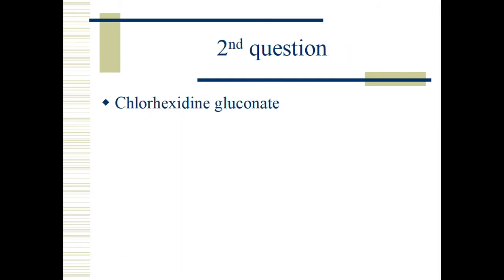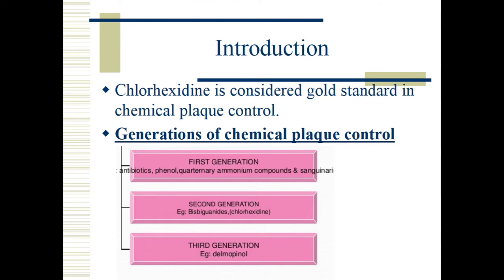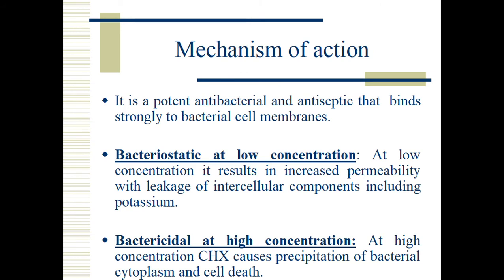Second question, chlorhexidine. Chlorhexidine is considered gold standard in chemical plaque control. Generations of chemical plaque control are first generation, second generation and third generation. In second generation, chlorhexidine is there and in third generation, delmopinol is there. Mechanism of action of chlorhexidine.